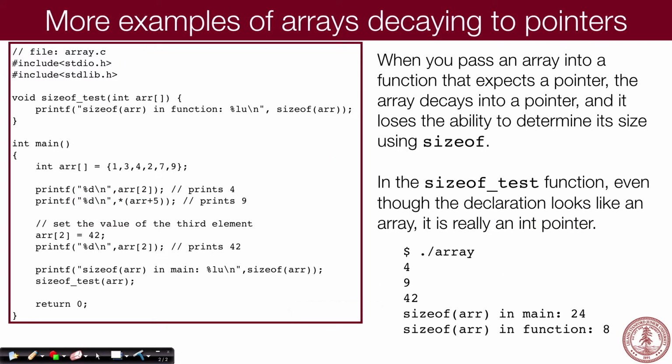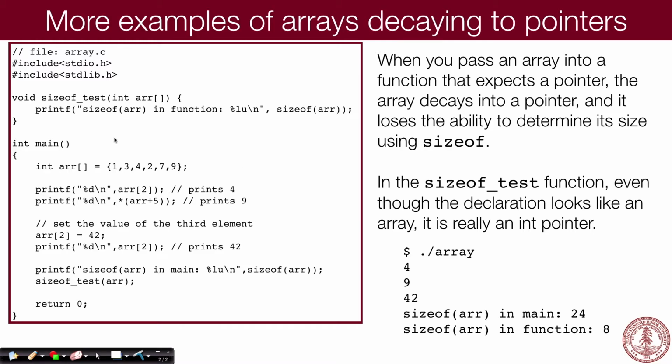All right. More examples. So remember that sizeof thing I talked about? This came up in the 3-minute break. Somebody came up and asked about this. When you pass an array into a function that expects a pointer, it decays into a pointer, and you've lost all information about how big that array is. It just happens that way.